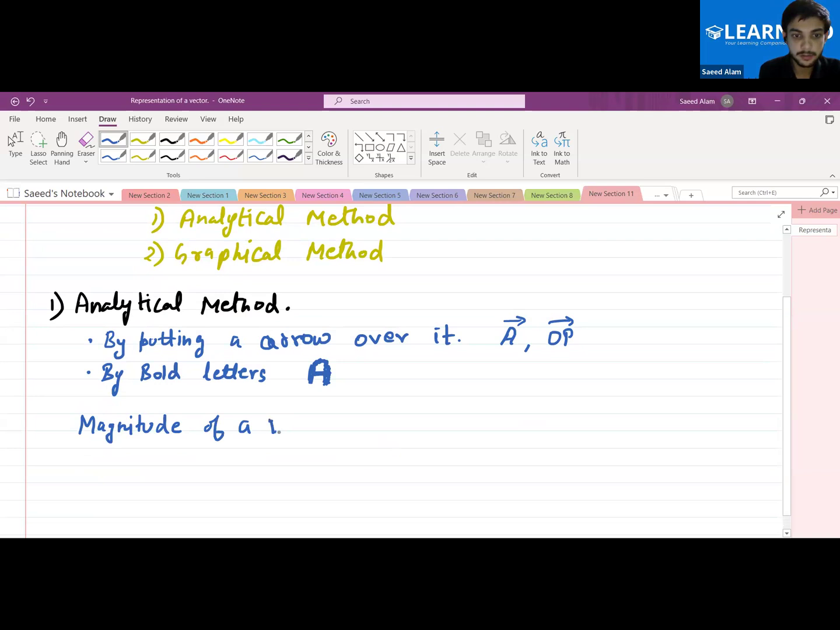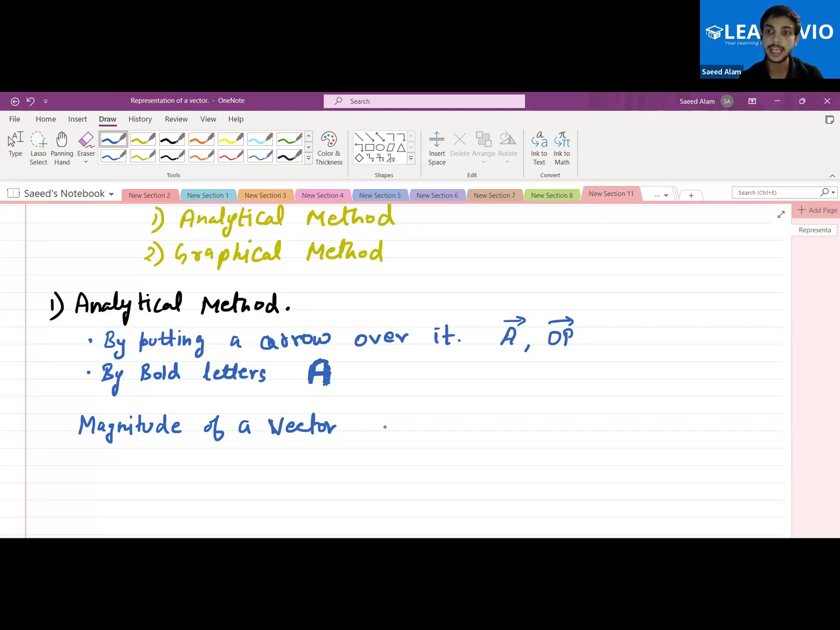Second is the magnitude of a vector. We know that a vector consists of two things: one is the direction, another is the magnitude. Direction is, for example, saying that it is pointing towards the north, the south, or the east. This is the directional part. The second thing is, for example, we are applying a force. The force will have some magnitude. If we say 10 Newton force, then 10 is the magnitude. Understood?